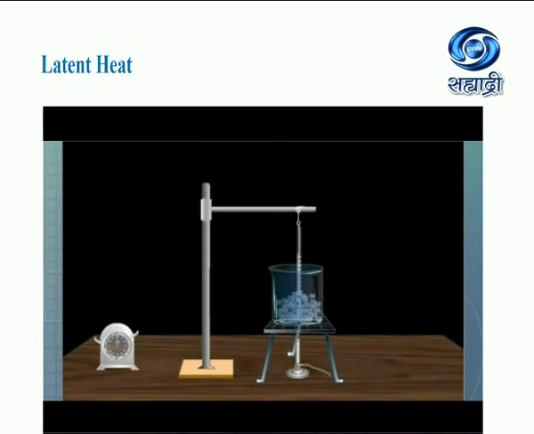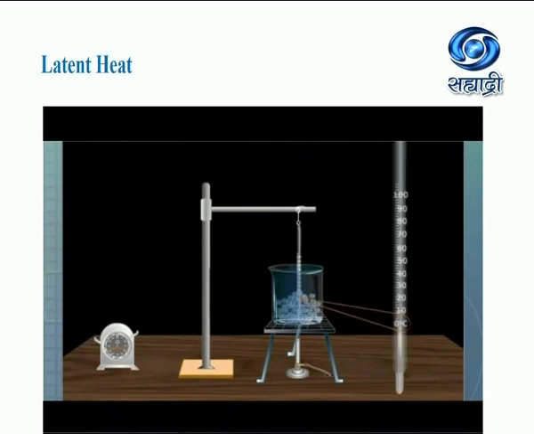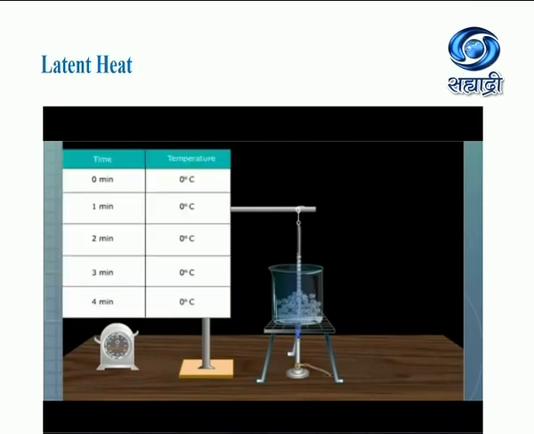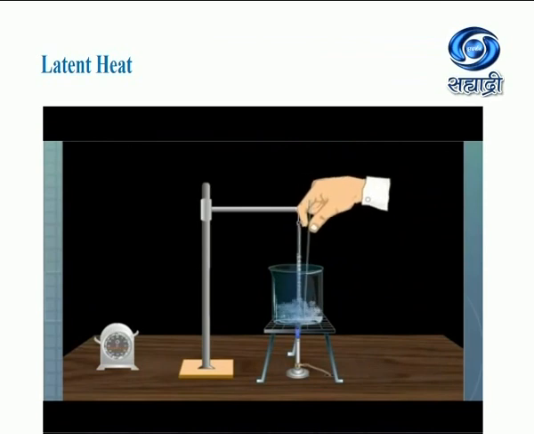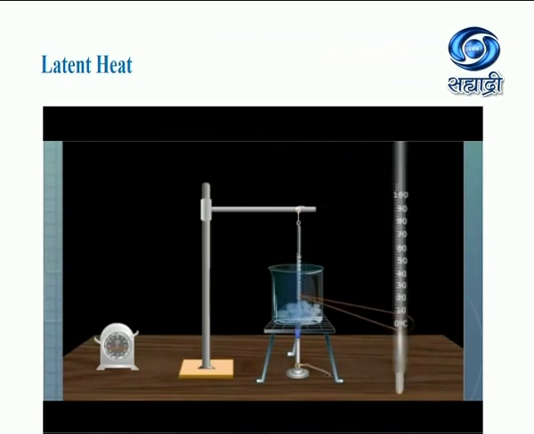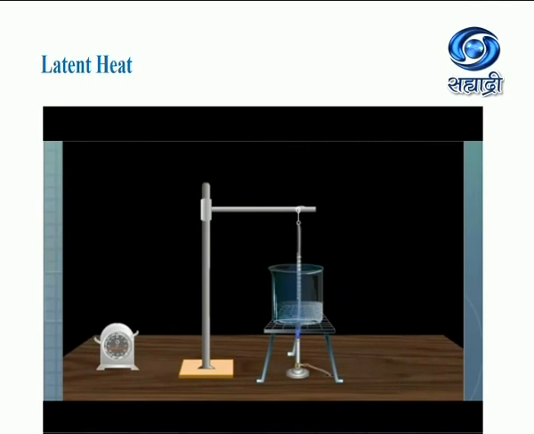Suspend a thermometer into the ice cubes and note its temperature. The temperature is 0 degrees centigrade. Heat the ice cubes. Record the temperature after every minute. Keep stirring the ice-water mixture constantly so that the temperature is uniform throughout. We observe that the thermometer reading remains constant at 0 degrees centigrade, though heat is being constantly supplied. The temperature remains constant till the ice completely melts to water at 0 degrees centigrade.